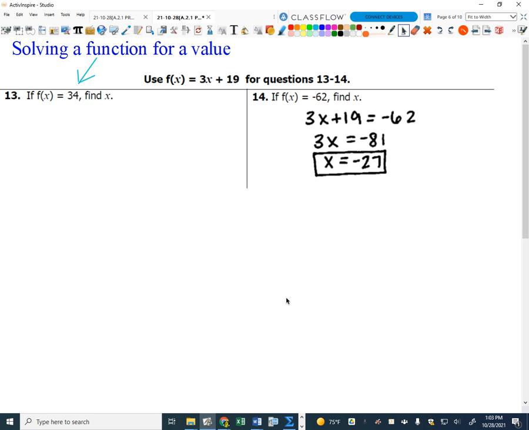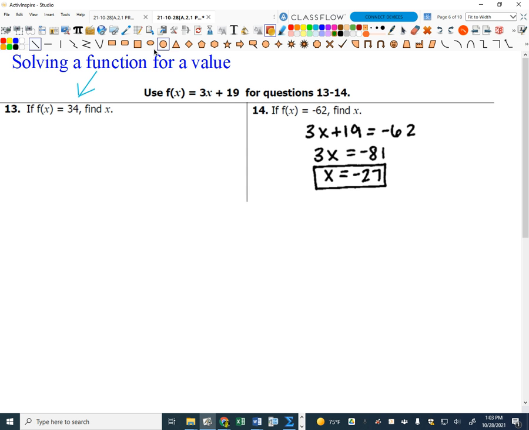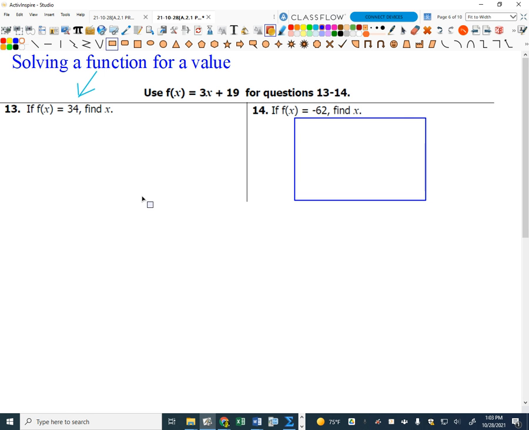Okay, something different. What about something like this now? How am I going to do number 13? Am I putting 34 in for x? Thumbs up, thumbs down. Do I put 34 in for x? Okay, that's thumbs down, isn't it? That's not what I'm doing. What am I doing?